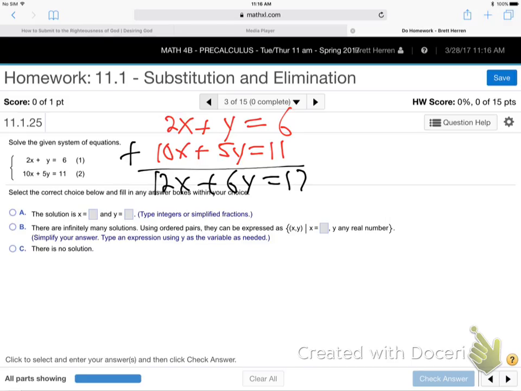So what do we need to do? We need to do something first. Remember from algebra? What do you need to do? Yeah, you got to multiply by something. You got to make them opposites. Either x or y, doesn't matter at all. Just pick your favorite and make them opposites.